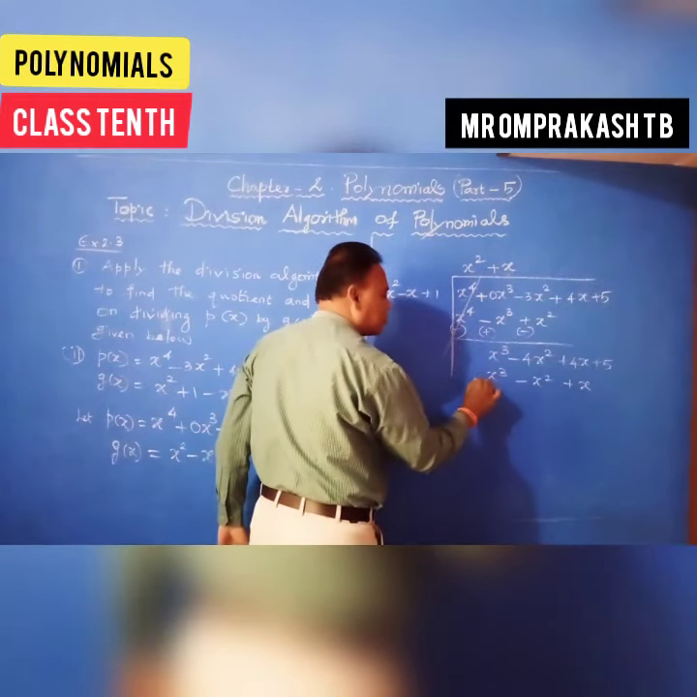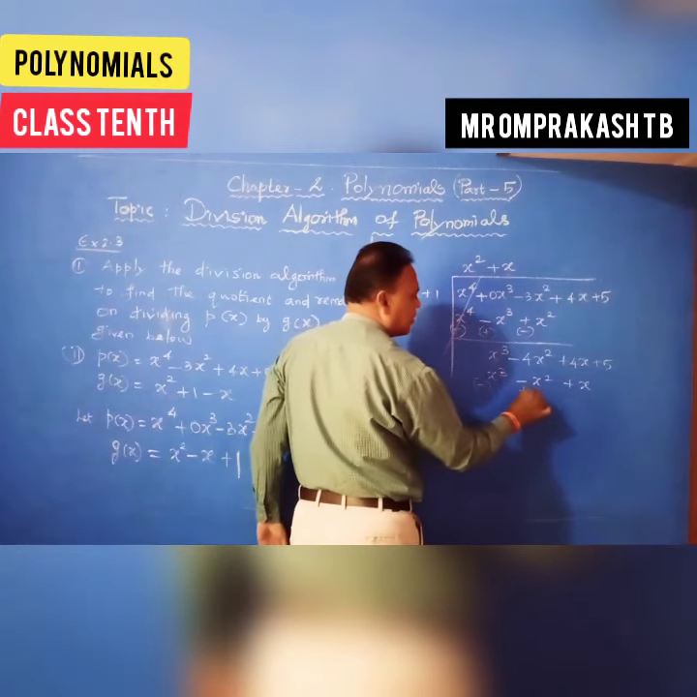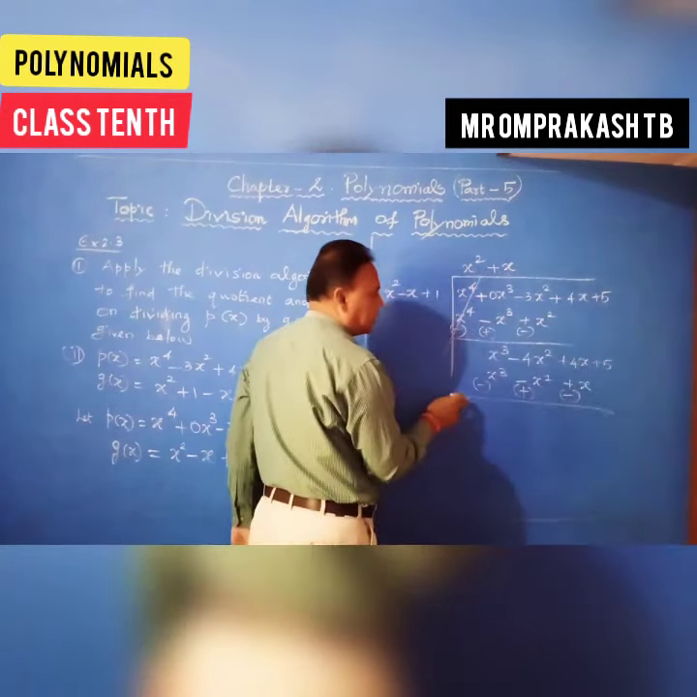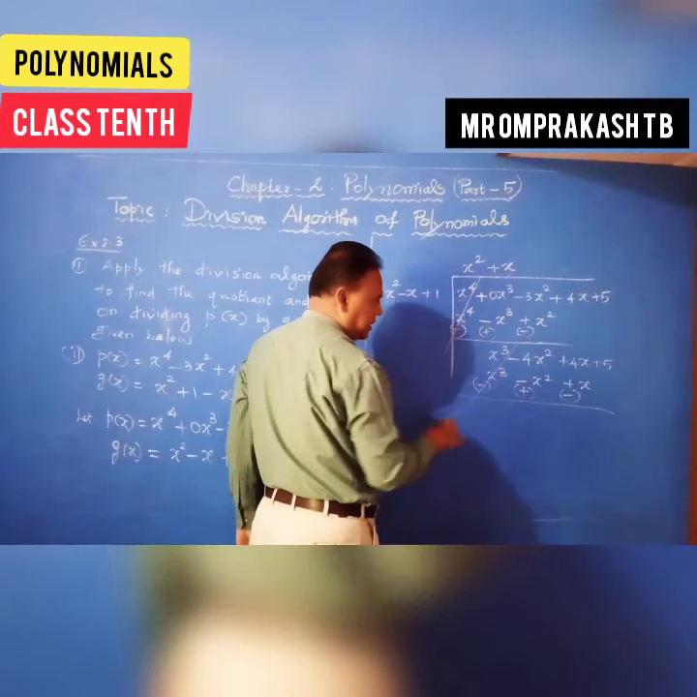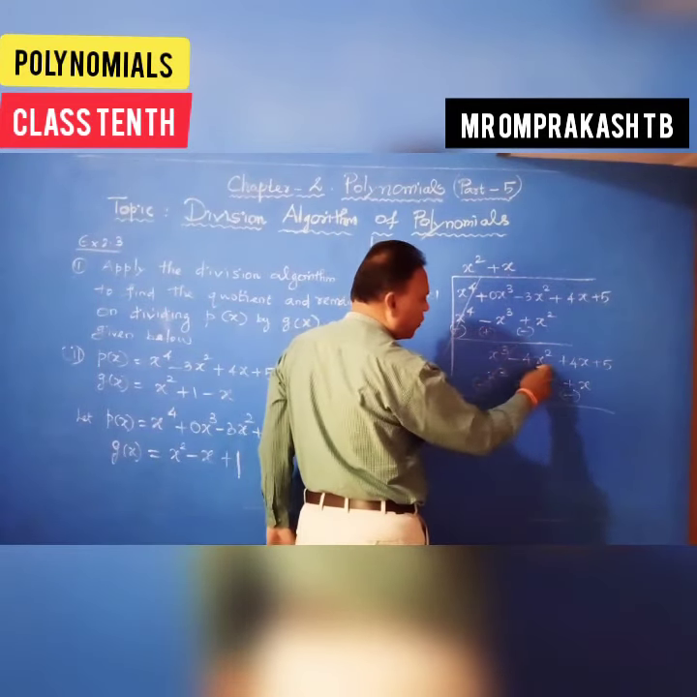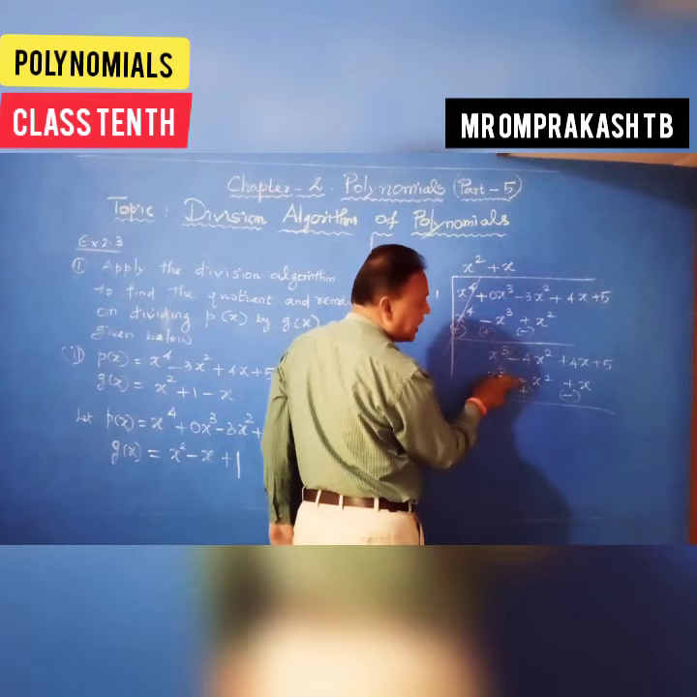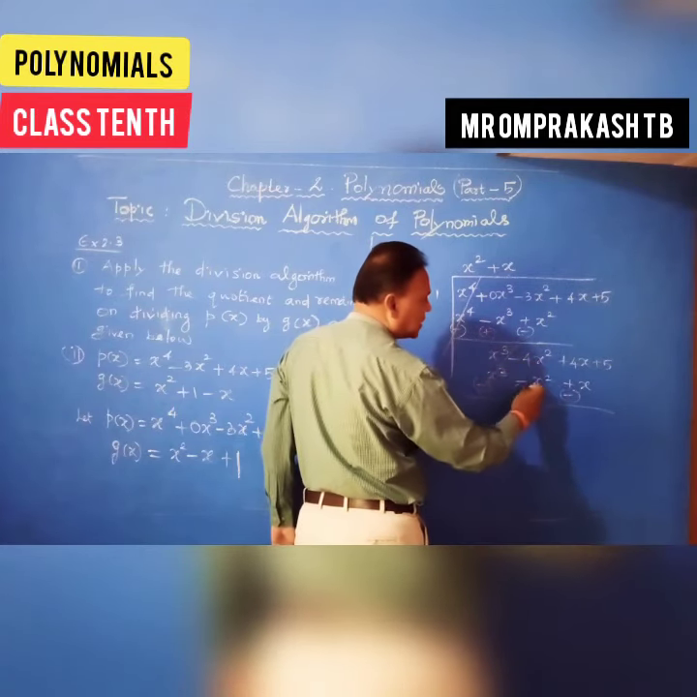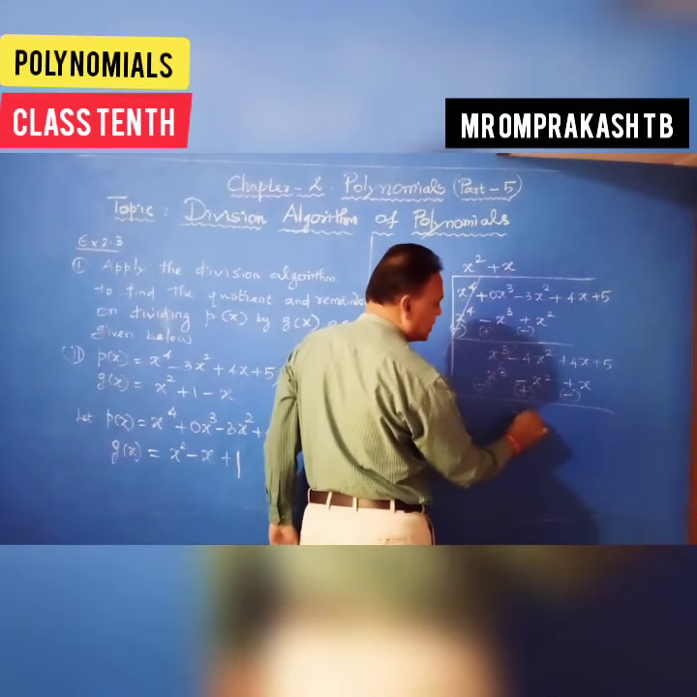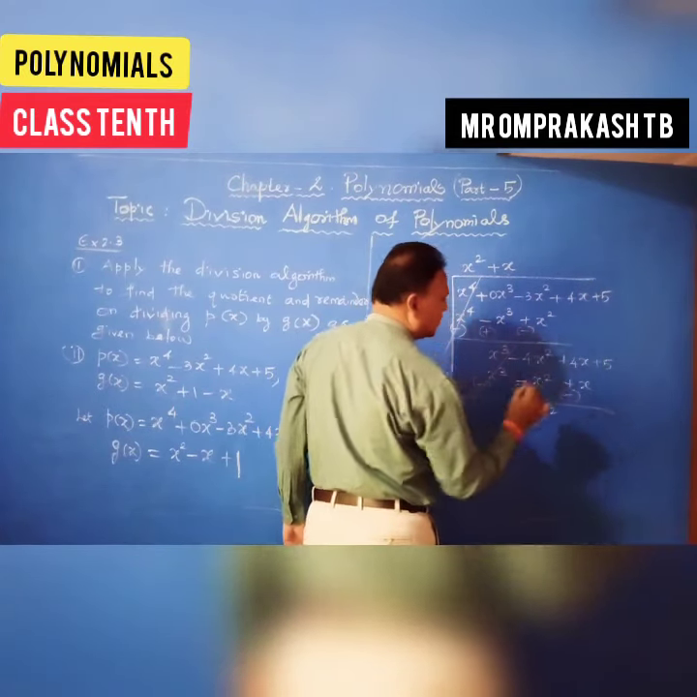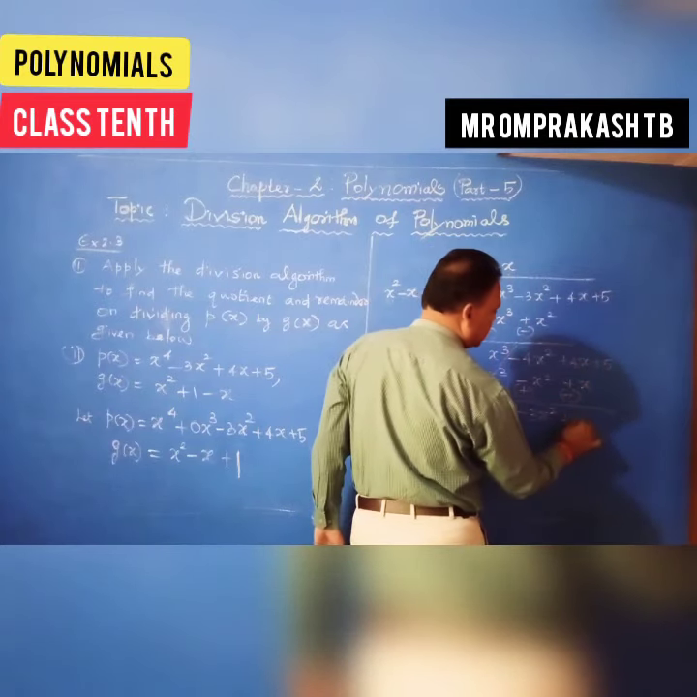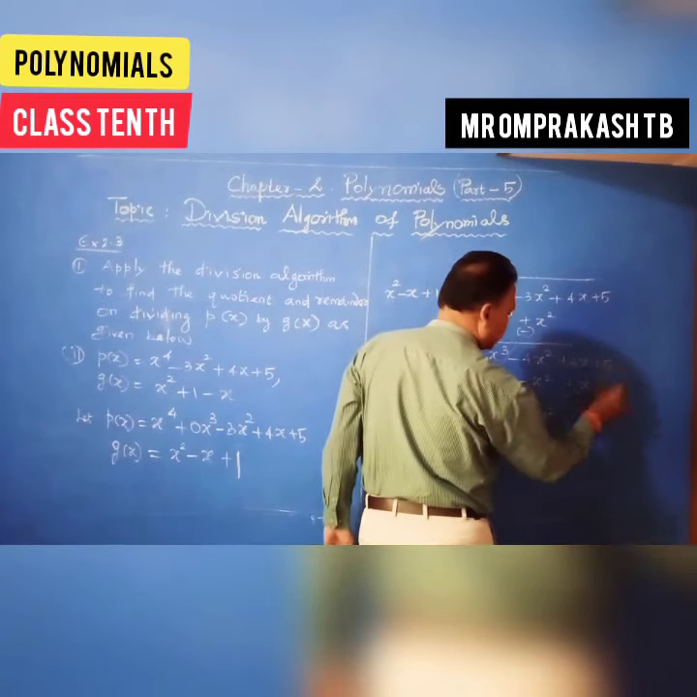Now again subtract, so change the sign. Plus means minus, minus means plus. Then minus. Okay, now plus and minus are eliminated. Plus 4, take that. This sign ignore, only the new sign you have to take. Minus 4 plus 1x squared is how much? Minus 3x squared. Now plus 4x minus 1x is plus 3x. Then plus 5.